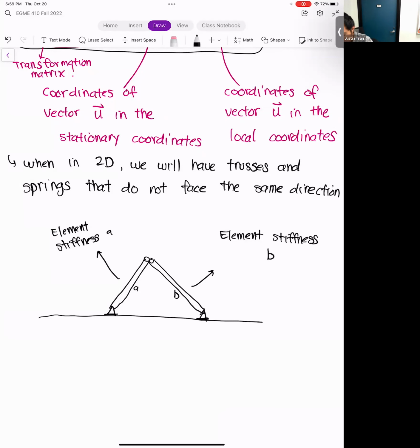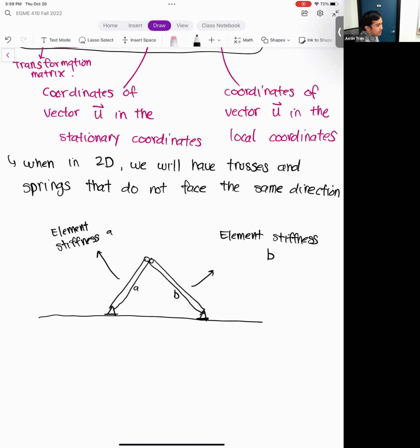This will be element stiffness B. If we were to use the methods that we know before, we form the element stiffness matrix as AE over L, 1 minus 1 minus 1, 1 for both ones.